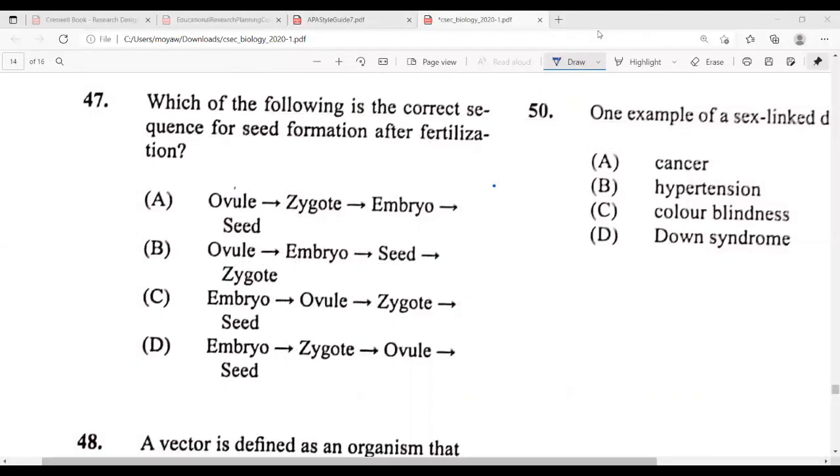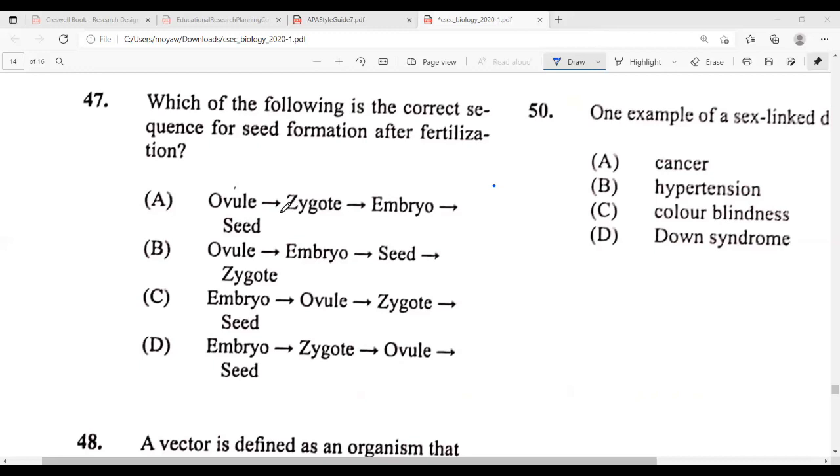And 47. Which of the following is the correct sequence for seed formation after fertilization? We have A, ovule to zygote, then to embryo, then the seed. B, ovule to embryo, then seed, then the zygote. C, embryo to ovule, then the zygote, then the seed. And then D, embryo to zygote to ovule, then the seed.